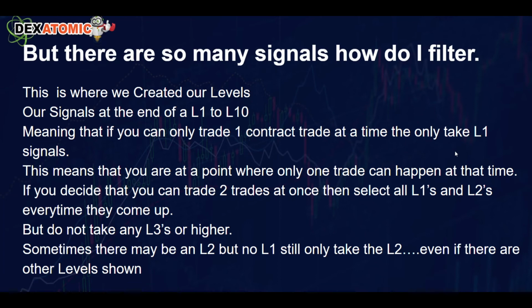anything L3 or higher. Sometimes there's going to be an L2 but no L1. You still only take the L2. This is putting you into a particular pattern that we have, that we know that if you're trading an L2 filter, you'll have a certain amount of success. But if you start trading L2s and L4s, just because there's only 2 trades there, then you're going to falter and we won't be able to track your success properly. Okay?